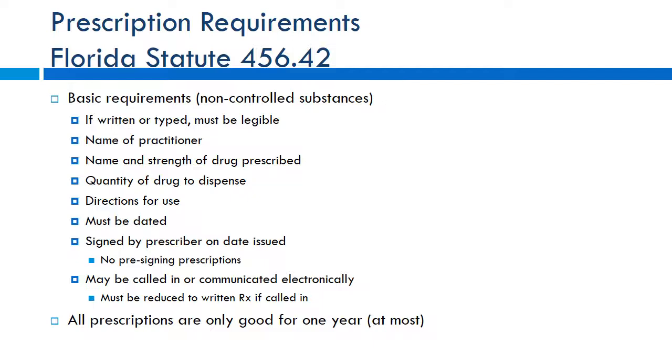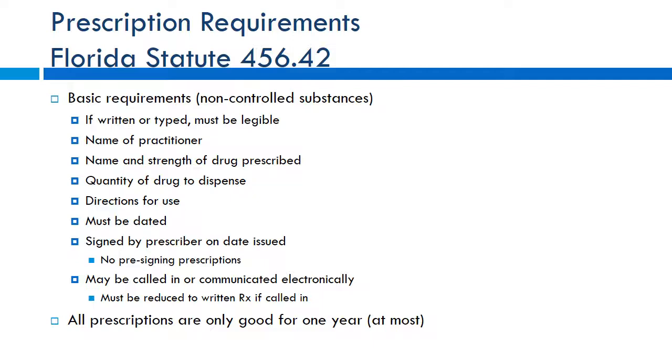Okay, so the basic requirements when you have a prescription, this is for non-controlled substances. So what would be an example of a controlled substance? Morphine, Percocet, yeah. Again, we'll talk about our narcotics in just a few minutes, but these are for non-controlled substances. Again, if they are written or typed, they should be legible. You had to put that into a law because most people try to write these illegibly.